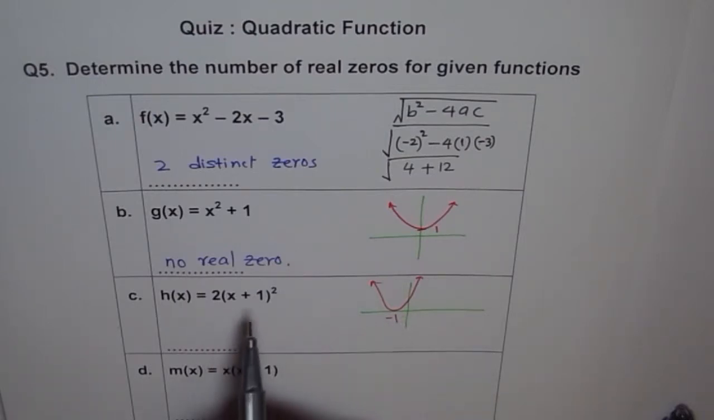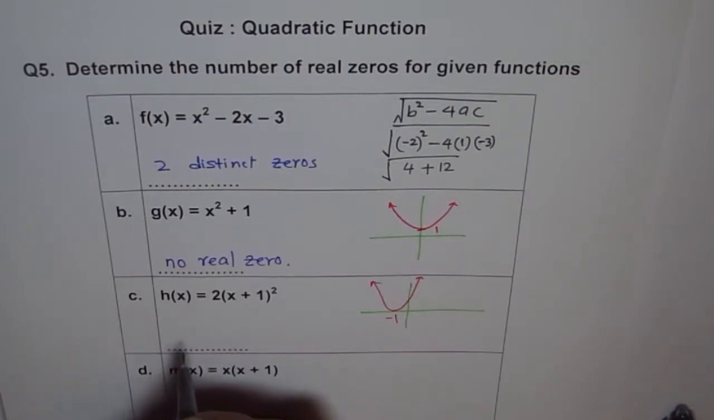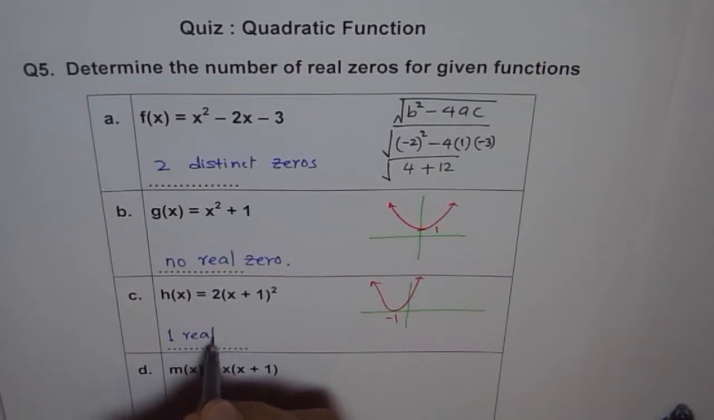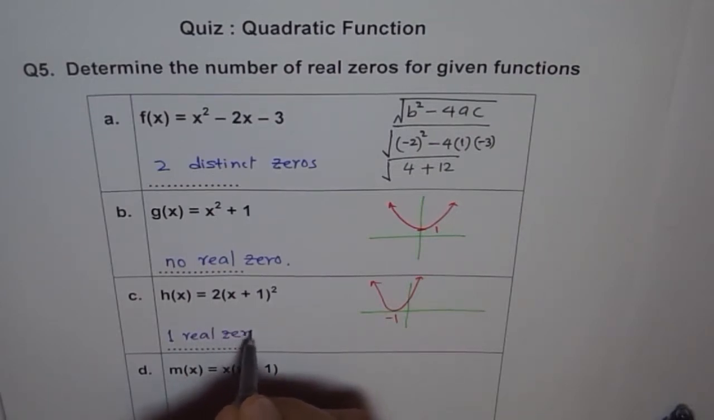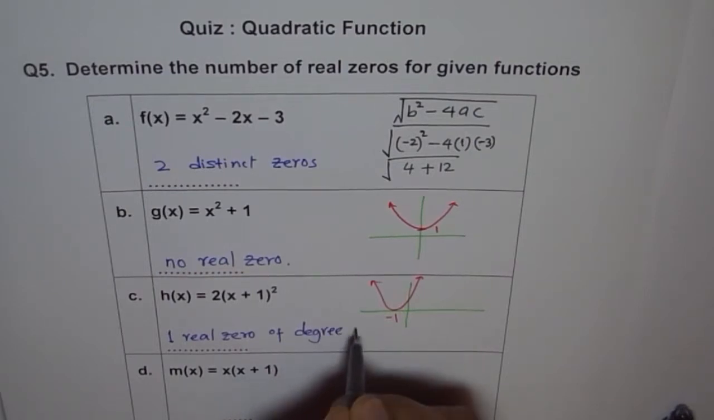And there is a double zero. Why? The degree is 2. Do you see that? So we have actually number of zeros are 2 here, and both are at one place. So here we have 1 real zero, of degree 2. Do you understand degree 2? Or we should say multiplicity 2.